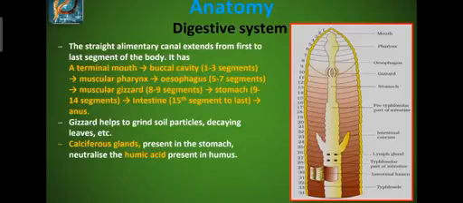Clear? Then calciferous glands are present in the stomach. In the stomach, calciferous glands are present, which neutralize the humic acid present in humus. Humus means the soil. In the humus, the humic acid is present, and the calciferous gland neutralizes that humic acid, meaning pH maintenance, so that it will not harm the internal parts of the body. So pH is maintained by the calciferous gland by neutralizing the humic acid.